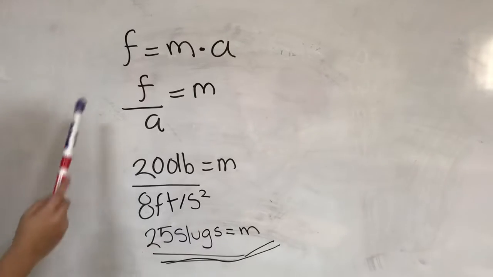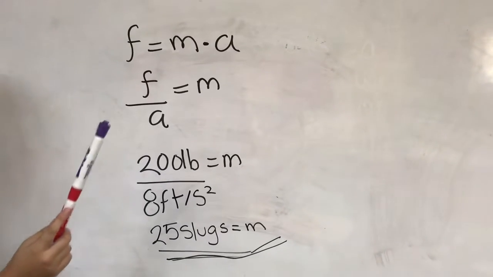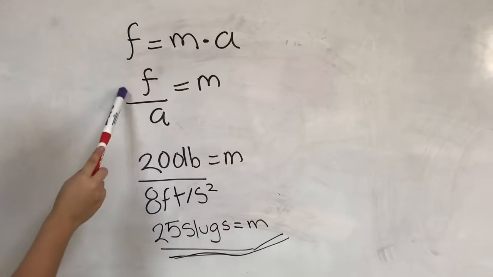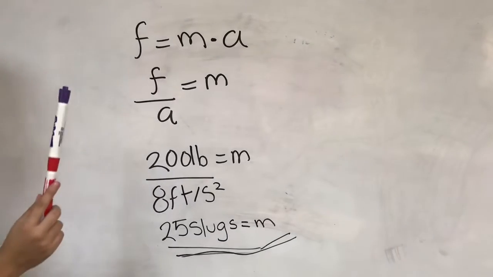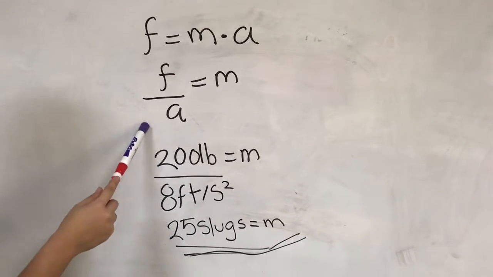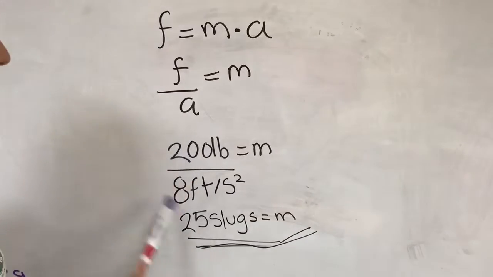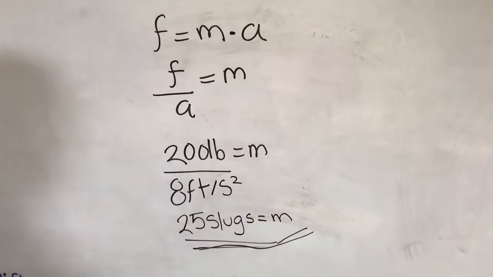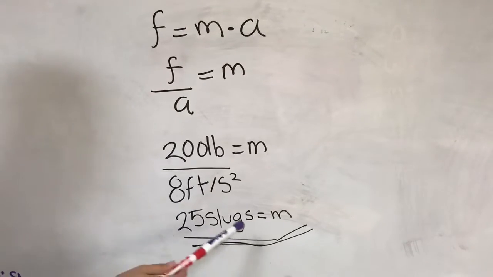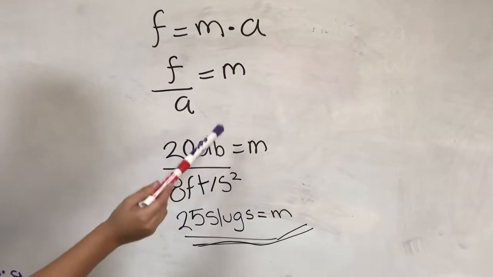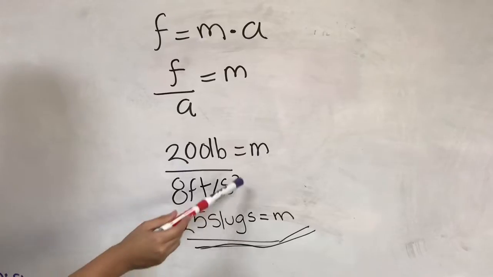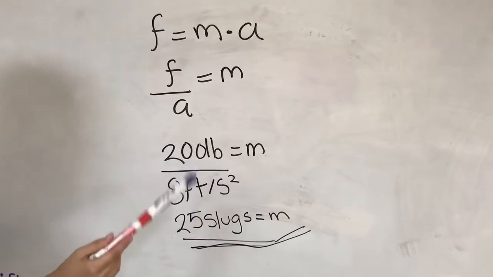Okay, here we're going to find mass. And we replace it by the givens that we have. Force, that gives us the problem, that is 200 pounds. And acceleration that we found in the last problem. And we replace it, and this we divide, and it gives us 25 slugs. It gives us slugs because force is in pounds and the acceleration is in feet per second squared.